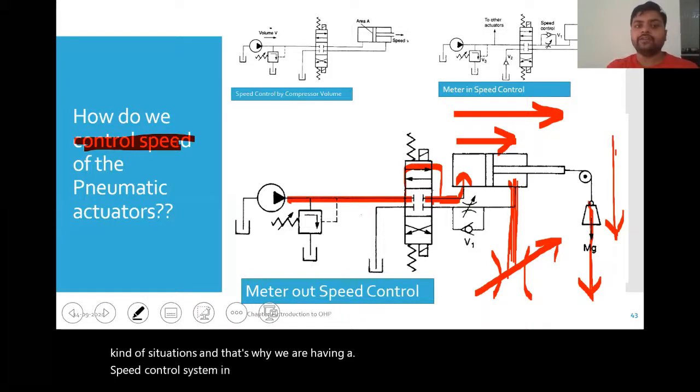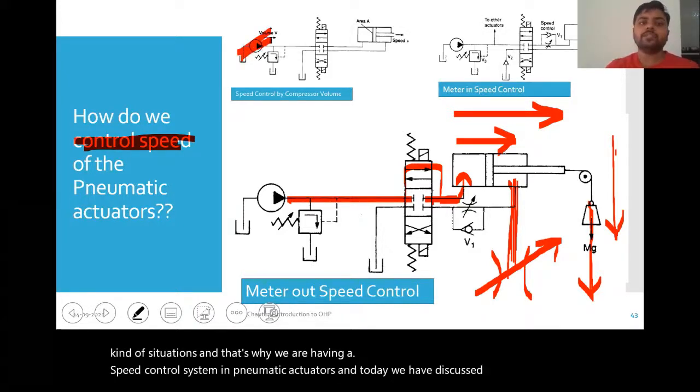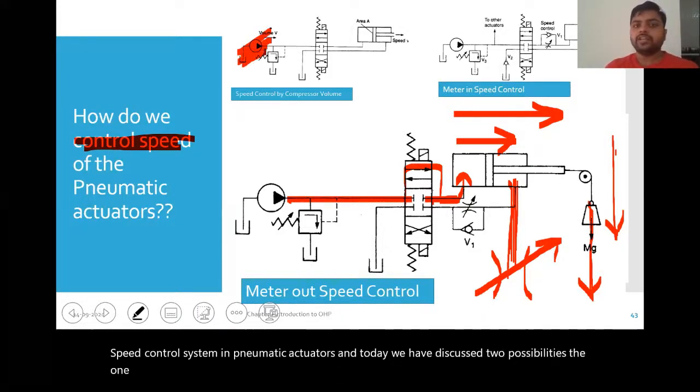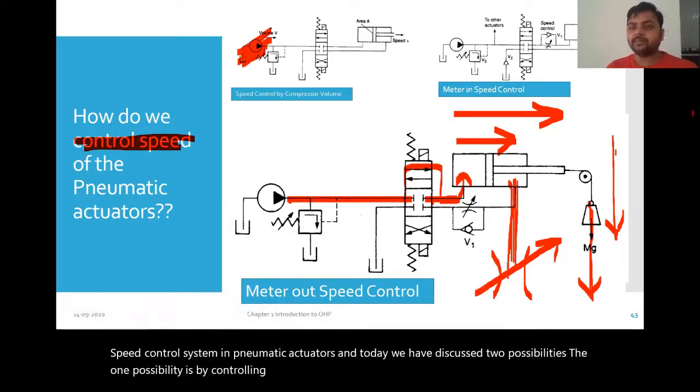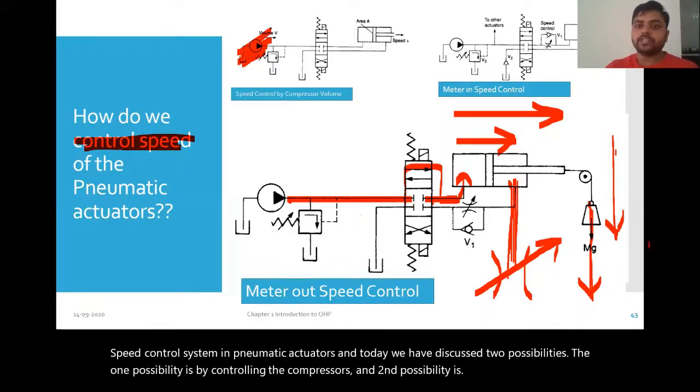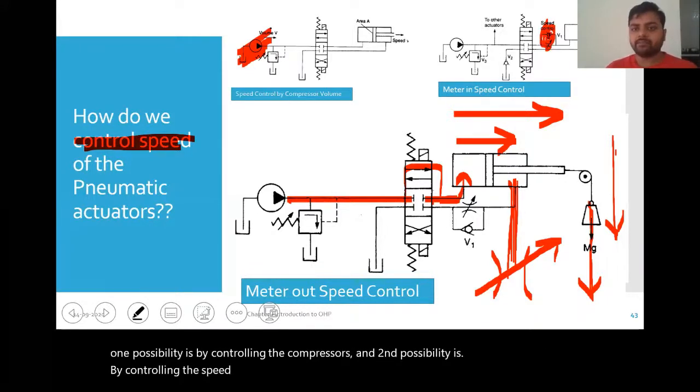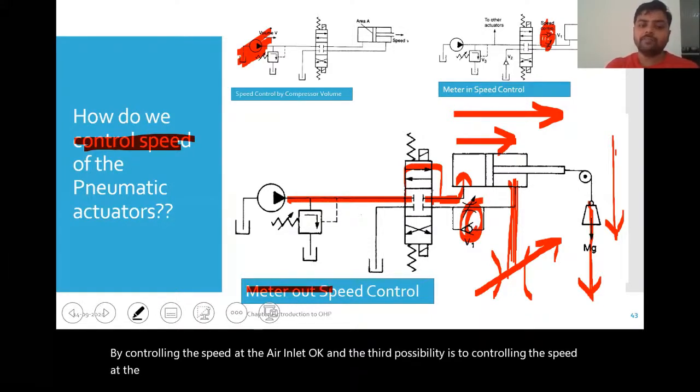And today we have discussed three possibilities. The first possibility is controlling the compressors, the second possibility is controlling the speed at the air inlet, and the third possibility is controlling the speed at the air outlet. So this is your meter-out speed control.